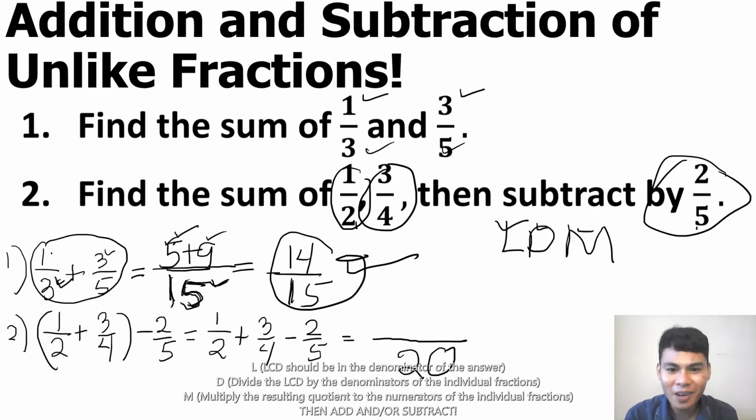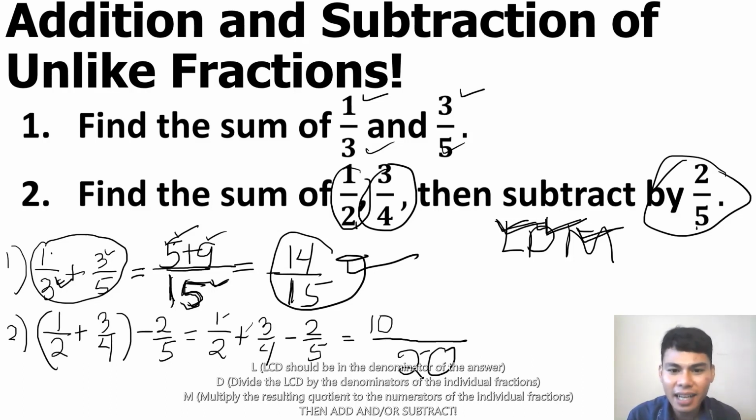Okay? So, 20. Ano nga ang first step? This is the LCD. I-divide the denominator, i-multiply kay numerator. LCD, divide kay denominator, multiply kay numerator. LDM. So, LCD 20 divided by 2, 10 times 1. 10 times 1, guys. O, 10.